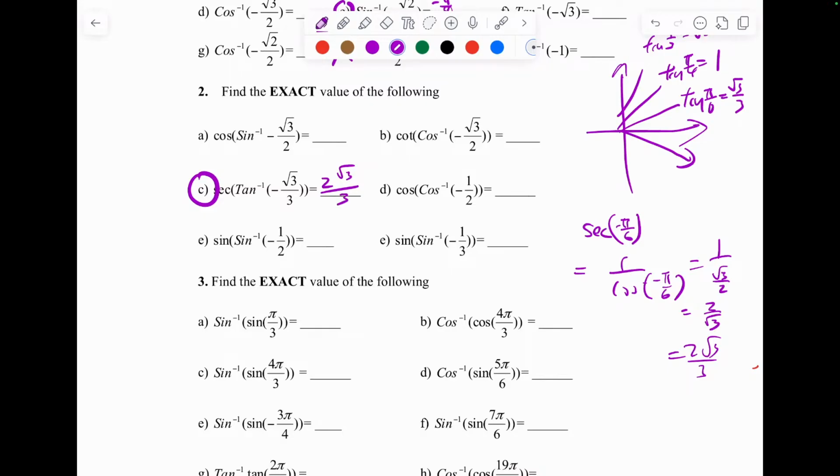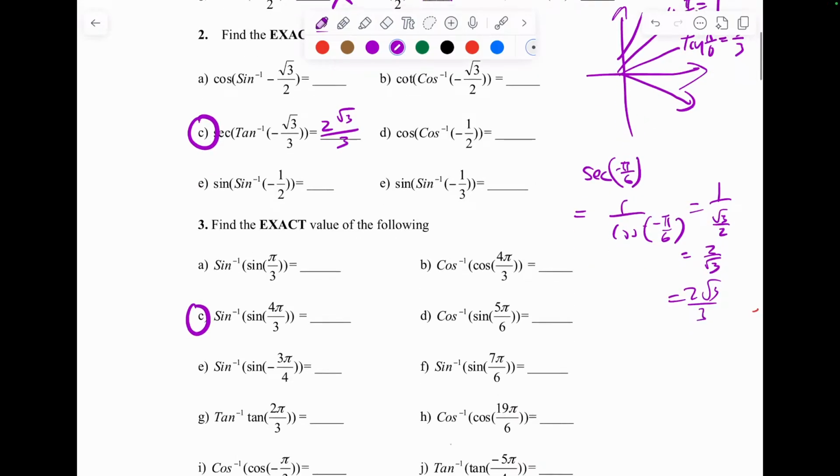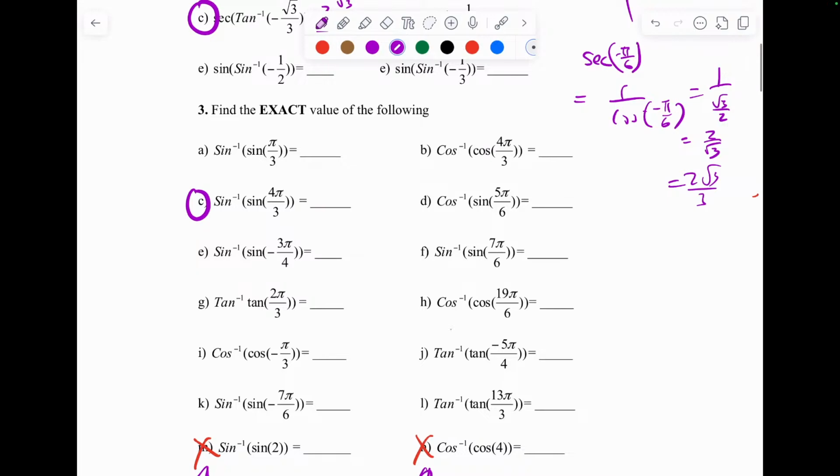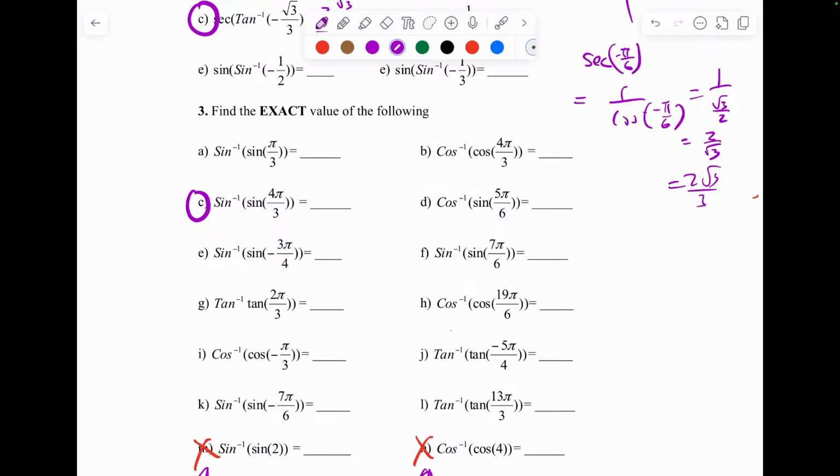Next one. All right. Next one. Let's give you a C. That's an easy one. Start from inside, work to your outside.